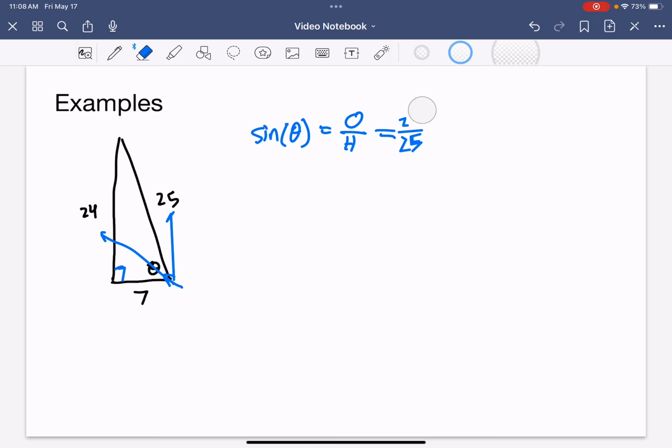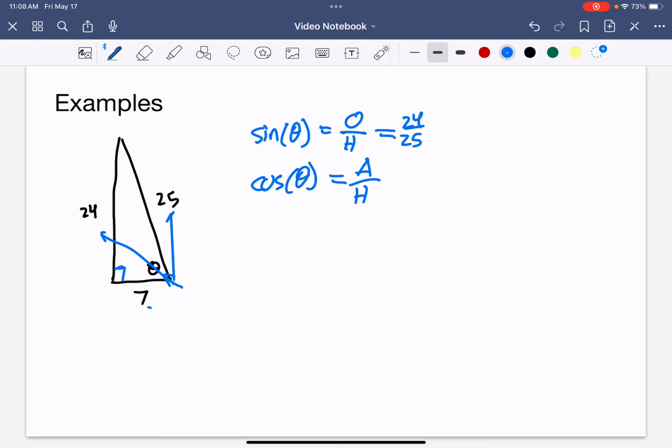That's why it's all pixelated. There we go. 24 over 25. And if I now want to do cosine of theta, that's going to be the adjacent over the hypotenuse. The adjacent side is the one that's next to the angle, so that's going to be 7 over 25. And finally, if I want to do tangent of theta, that's going to be my opposite over my adjacent, which is equal to 24 over 7.